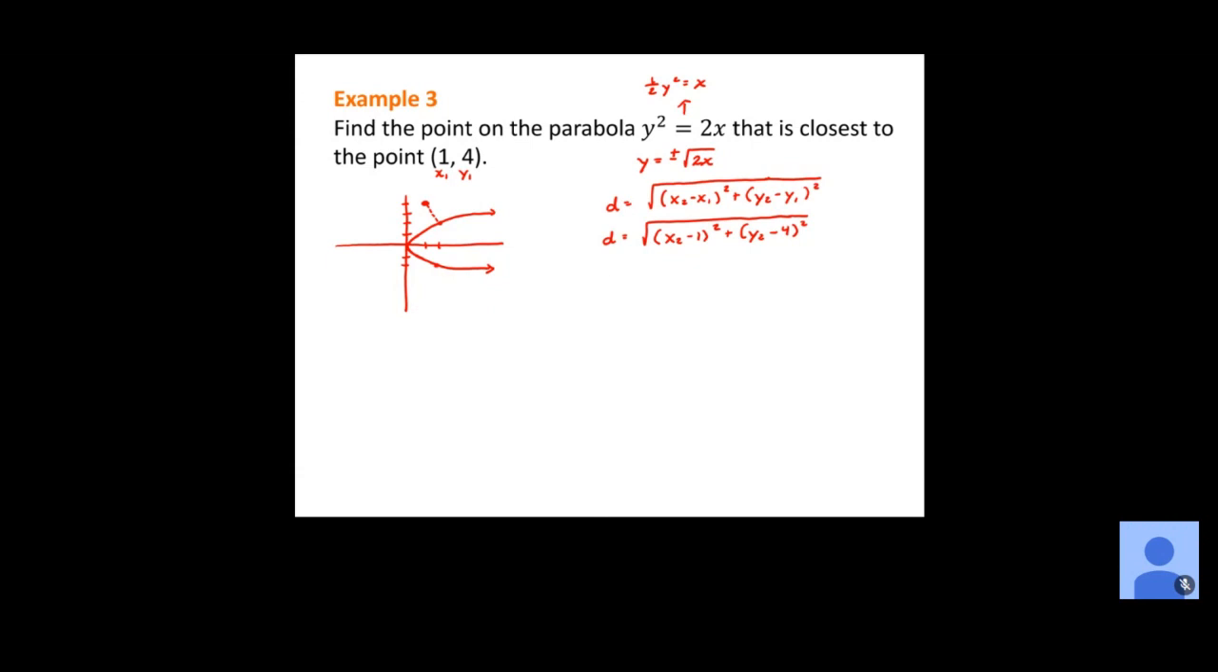All right, so now in place of x then, I can put 1/2 y squared. So this is going to become 1/2 y squared minus 1 squared plus, and then this y2, I'm just going to make y minus 4 squared, because now I have everything in terms of the same variable. Any questions up to that point?